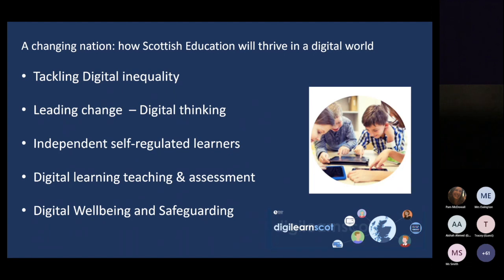Independent learning, self-regulated learning. There is a massive push across Scotland to ensure our learners are independent and able to effectively self-regulate their own learning. And again, that's what you guys do so well in our early learning settings across Scotland.